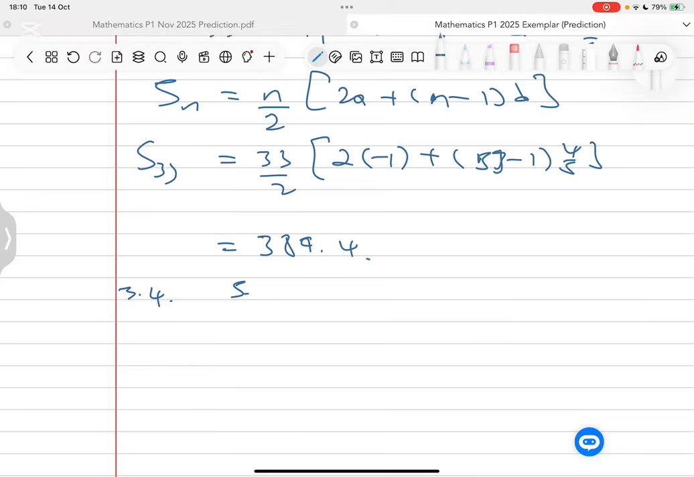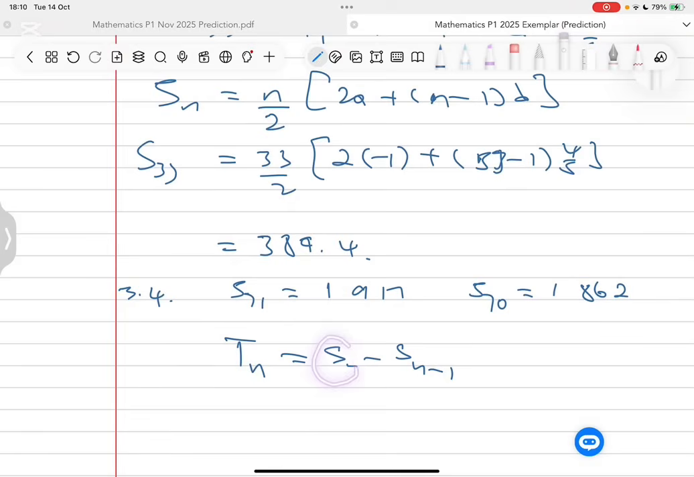In this question, we are told that the sum of the first 71 terms of a sequence is 1960, and the sum of the first 70 terms is equal to 1862. Here we are going to use a formula that if you want to find any term using the sum, Tn is equal to Sn minus Sn minus 1. So what I'm doing is the sum of the nth term minus the sum of the terms that are one less, the previous term, is going to give you that term.